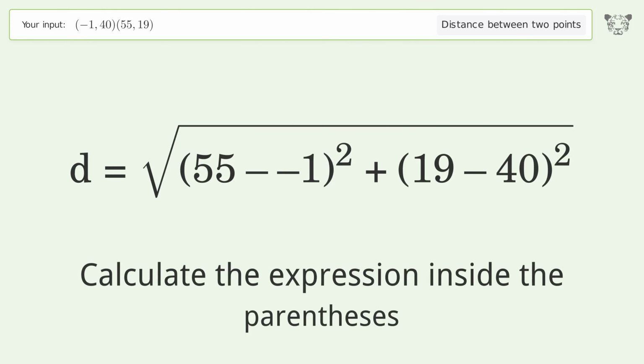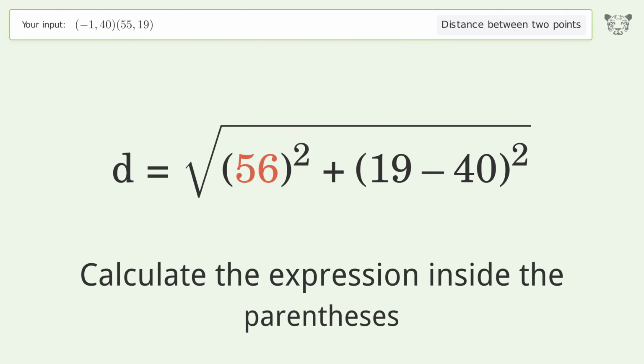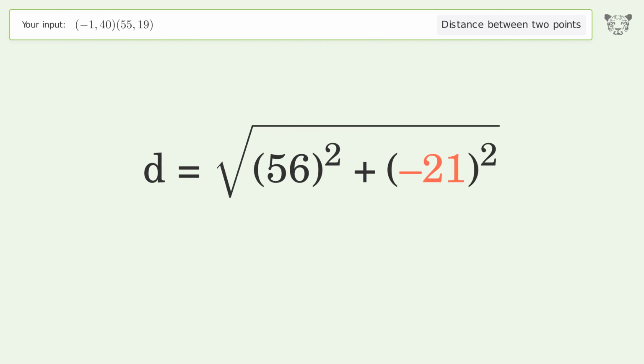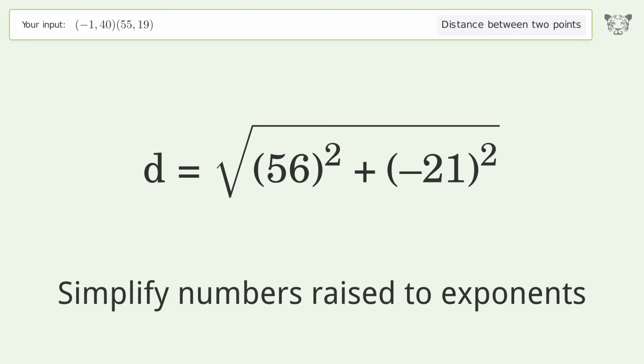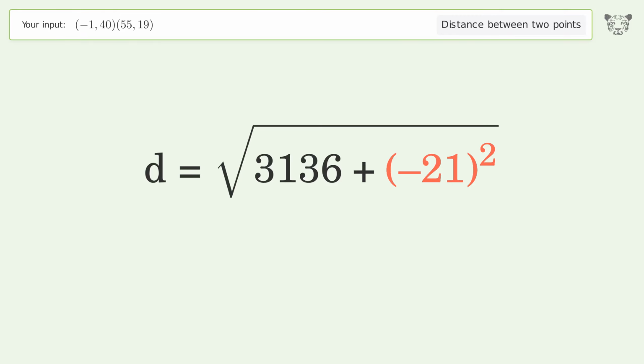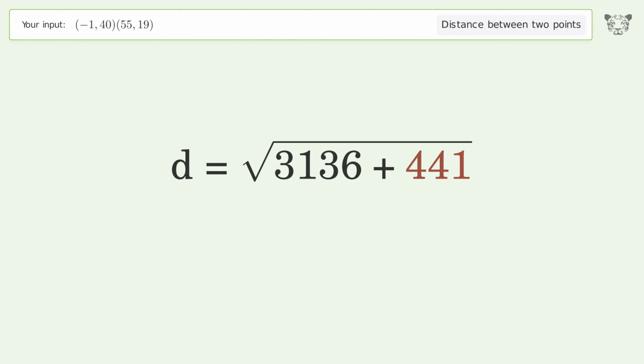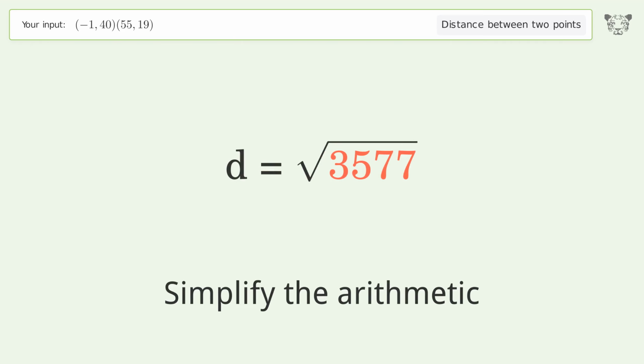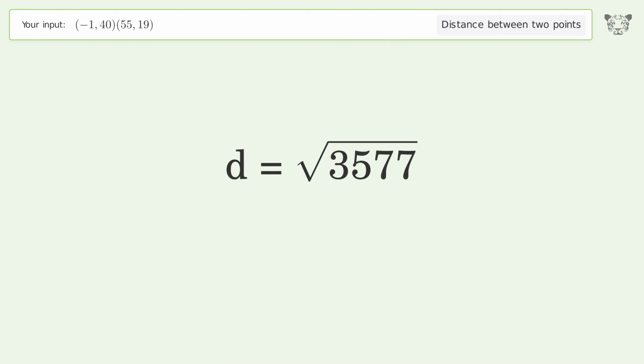Calculate the expression inside the parentheses. Simplify numbers raised to exponents. Simplify the arithmetic. And so the distance between the 2 points is the square root of 3,577, or 59.808.